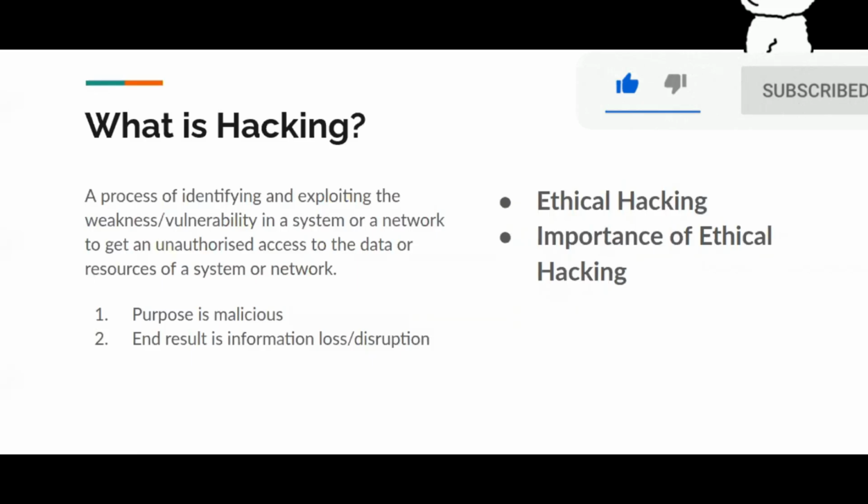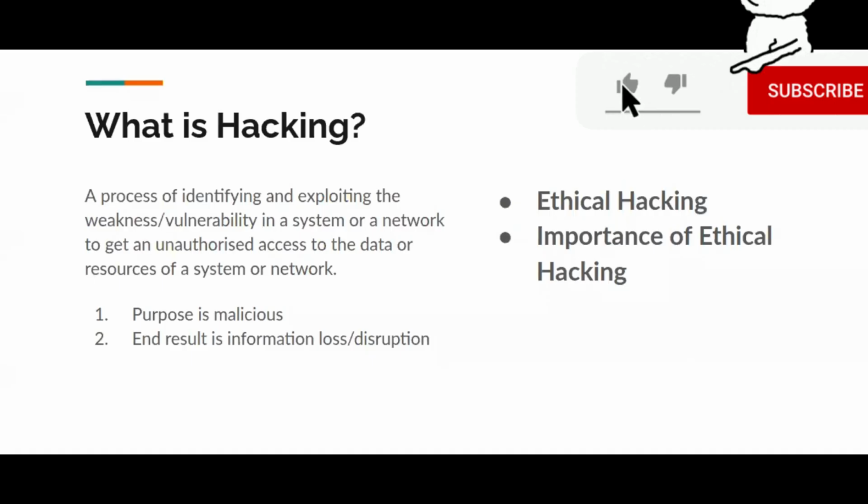Then there are hacktivists, and there are people who are politically motivated. Then there are people who are sponsored by states to cause such information loss or disruption.